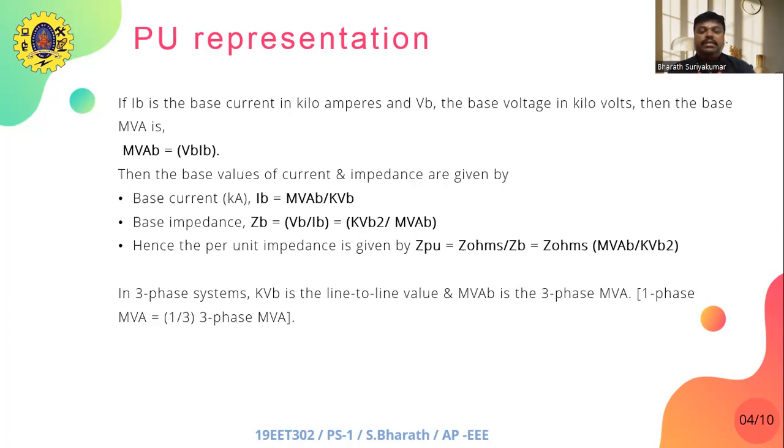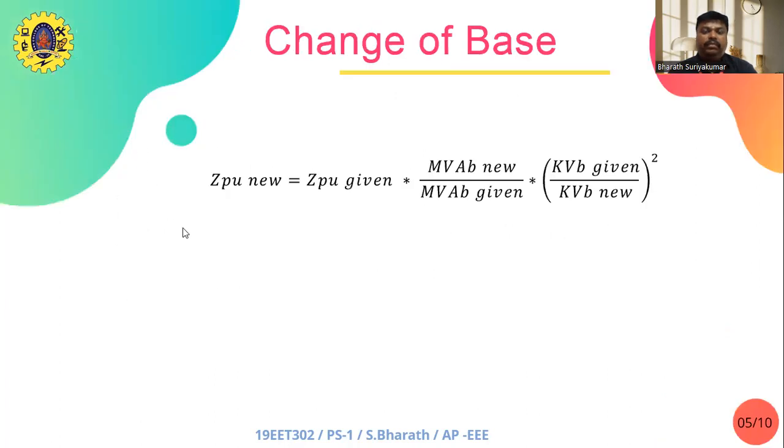In a three-phase system, KVB is the line-to-line value and MVAB is the three-phase MVA. The single-phase MVA is equal to 1 by 3 into the three-phase MVA. With this, we are going to see a new formula called the change of base formula. How we are going to change the complete given network or grid into per unit values, that is, finding the Z per unit new for the given system. That is called the change of base.